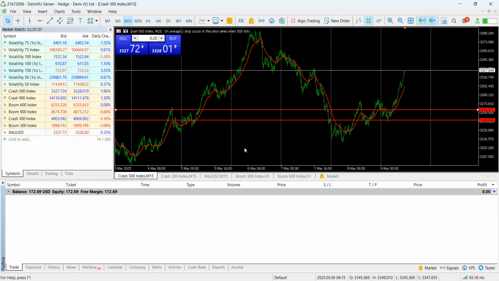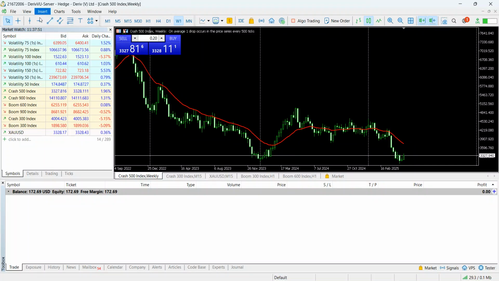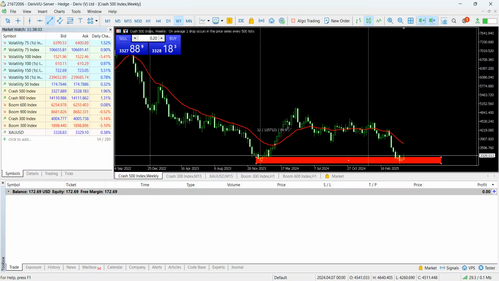The second instrument we looked at was Crash 500. Under Crash 500, if you look at the weekly, we knew the weekly zone had hit the demand zone. This is our weekly zone, and we knew this market has hit the demand zone here. You can see the aggressive buying here. The same pressure which came here, we expect to originate from the same region and push the market up.